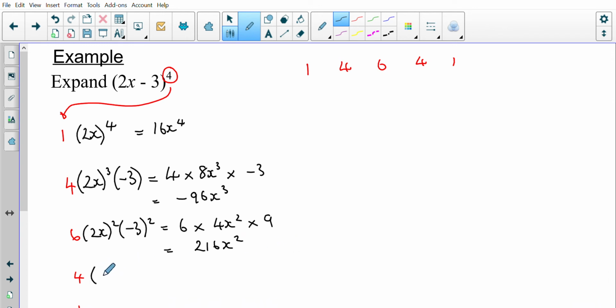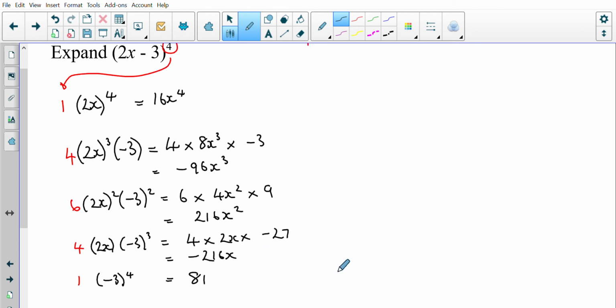The next term in my expansion, 2x reduce the power by 1, minus 3 increase the power by 1. So that's 4 times 2x times minus 27. That gives minus 216x. My last term, the 2x's have been reduced to power 0, so that's just 1, and minus 3 is up to the power of 4, so that gives me 81.